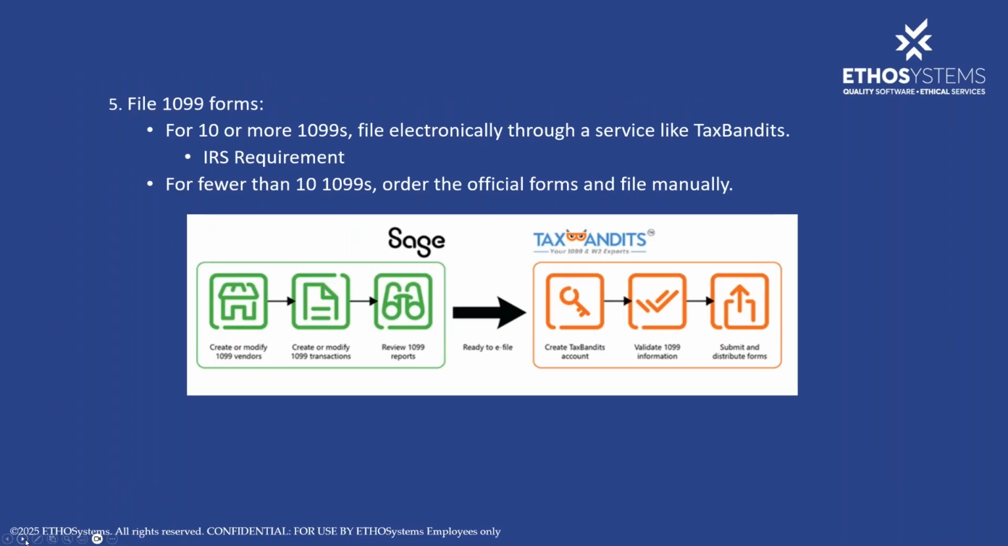And finally, last but not least, this is an IRS requirement, not a Sage Intacct requirement so much. For 10 or more 1099s, file electronically through a service like Tax Bandits. If you come from the Sage 300 or Sage 100 world, then you are familiar with Tax Bandits. They have been invaluable. They do a great job. But if you have fewer than 10 1099s, order the official forms and file manually. Okay, so all of those report forms and everything like that.